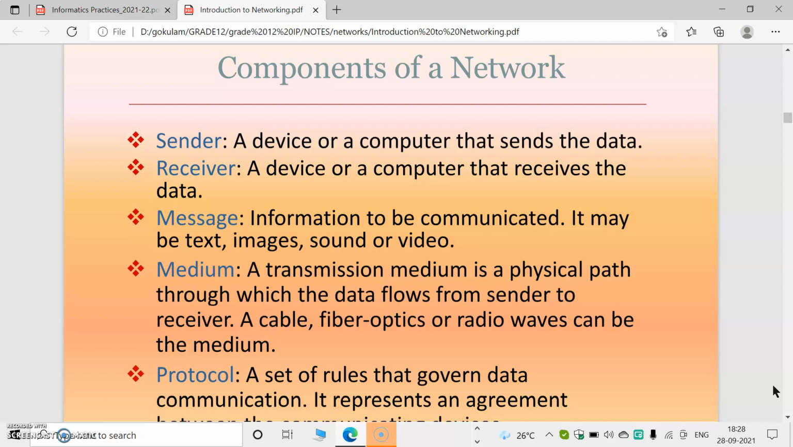So the sender must be a device or computer that sends the data. Then the receiver. Receiver means you can get this data by using your laptop or mobile, etc. So the receiver is that device. Then message. Message means, now I am sending an audio or video message to you. So a message may be in the form of a text message, image, sound, or video. These three we are all familiar with.